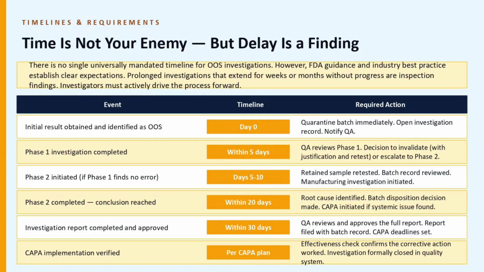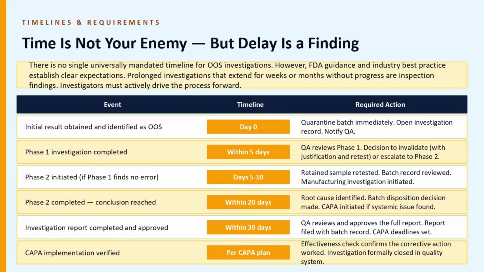There is no single universally mandated timeline for OOS investigations. But FDA guidance and industry best practice establish clear expectations that inspectors hold you to. On day 0, when the OOS result is identified, the batch is quarantined and the investigation is opened. Phase 1 should be completed within 5 business days. This gives enough time to review all relevant records thoroughly but prevents the investigation from drifting.